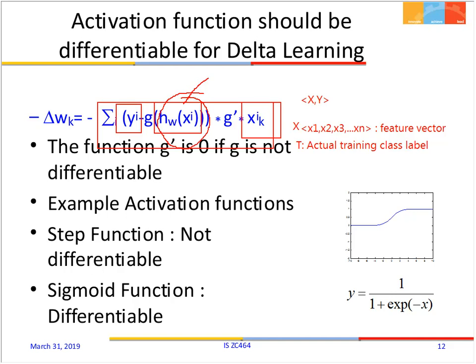Yi is actually the actual class. It doesn't get changed every time. It is just the actual class. It is known for the data x1, x2, xn. And this xk is the kth feature of the ith sample. That is how we compute Wk.